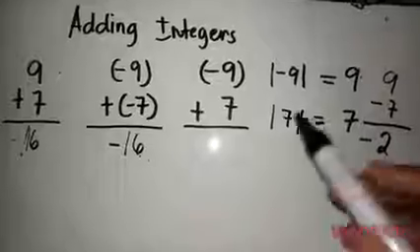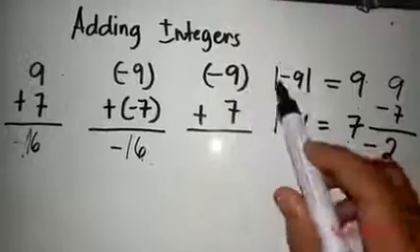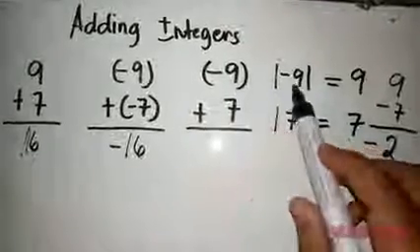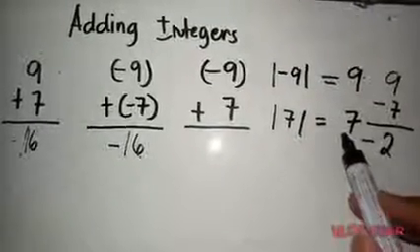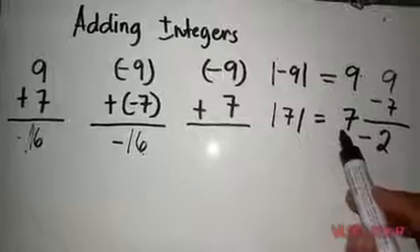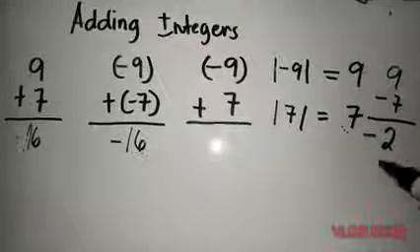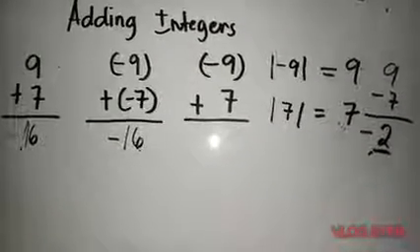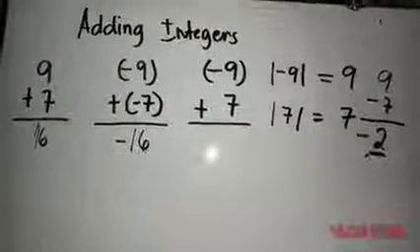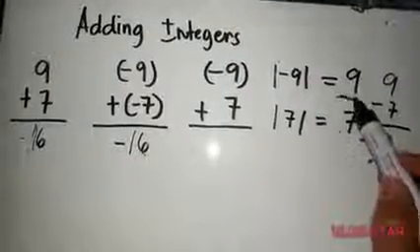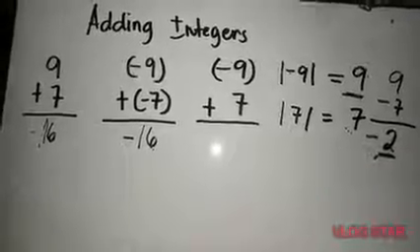I will repeat how to add integers with unlike sign. First, get the absolute value. The absolute value of negative 9 is positive 9. The absolute value of 7 is positive 7. After that, proceed to subtraction. So 9 minus 7, the answer is 2. Then copy the sign of the number with greater absolute value. 9 has the greater absolute value, so copy the sign, which is negative. So the answer is negative 2.